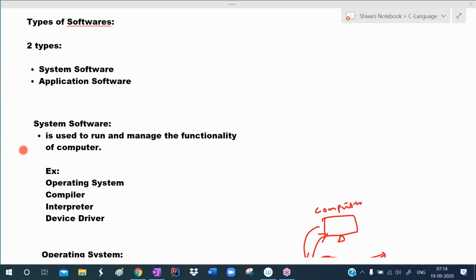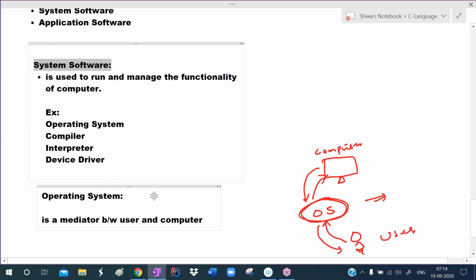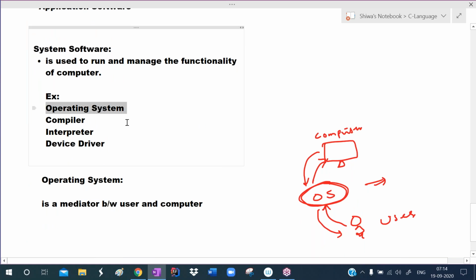Then what is system software? System software is the software that is used to run the system and to manage the functionality of the system. What are the examples for system software? Operating system, compiler, interpreter, and device driver. All these come under system software.